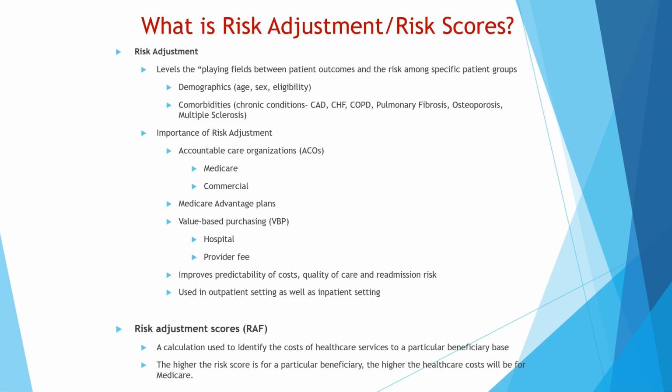What is risk adjustment/risk scores? Risk adjustment levels the playing field between patient outcomes and the risk among specific patient groups. It includes demographics like age, sex, eligibility, and comorbidities, chronic conditions like CAD, CHF, COPD, pulmonary fibrosis, osteoporosis, multiple sclerosis.